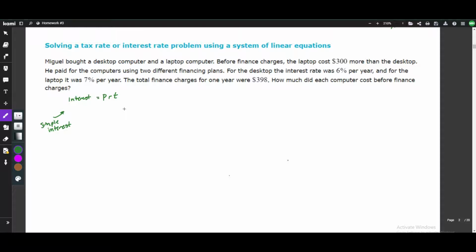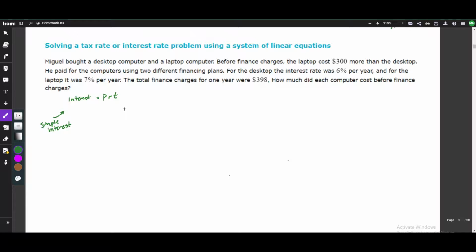So Miguel bought a desktop computer and a laptop computer. Before finance charges, the laptop cost $300 more than the desktop. So that's going to be an important one. It's going to give us our variable. He paid for the computers using two different financing plans. For the desktop, the interest rate was 6% per year. And for the laptop, it was 7% per year. The total finance charges for 1 year were $398. How much did each computer cost before finance charges?